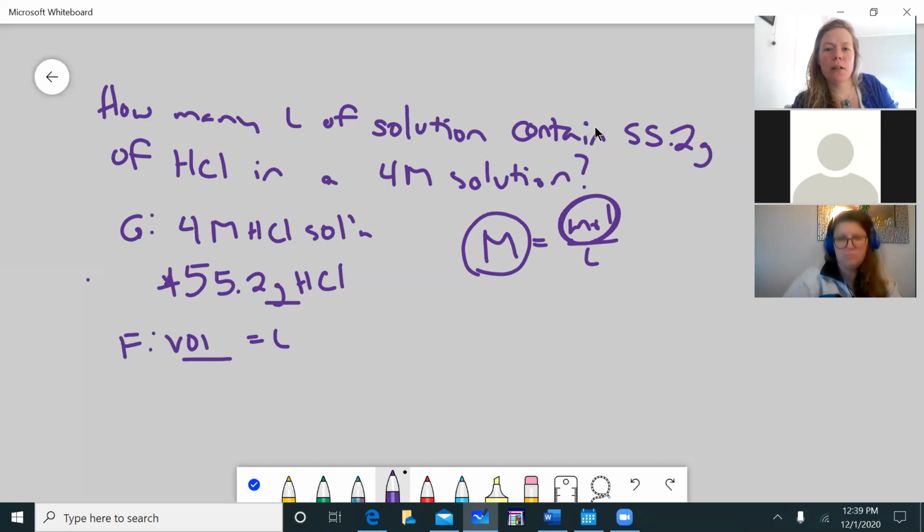Why say moles over liters instead of moles per liter? Either way, it's saying the same thing. Moles over liters, moles over liter over a fraction bar, or moles per liter, same thing.